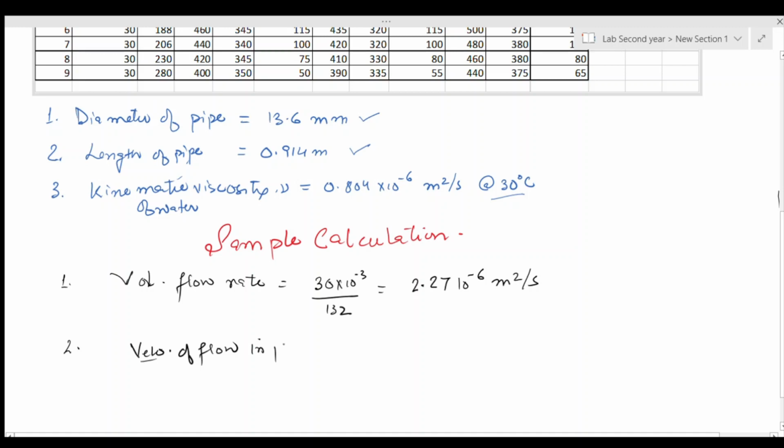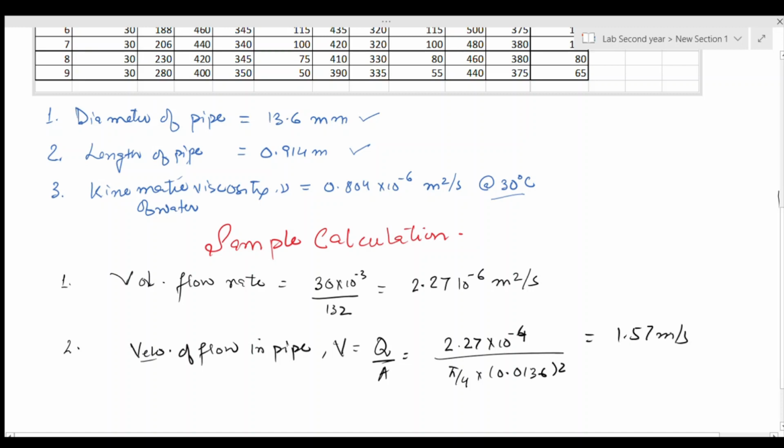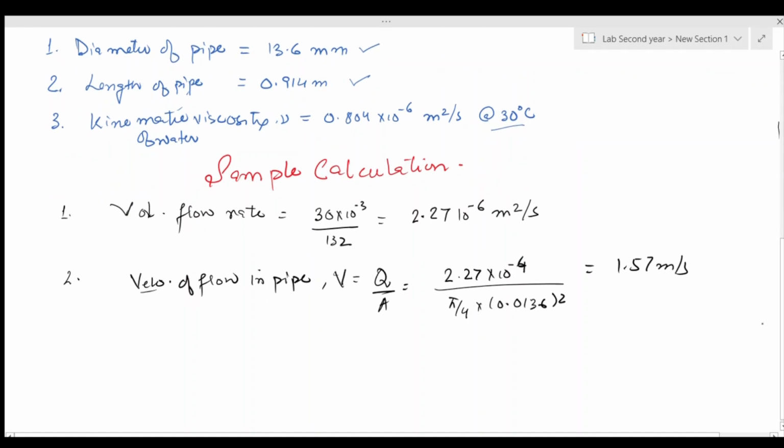Velocity of flow in pipe, so that velocity would be Q by A, so 2.27 into 10 power minus 4, divided by pi by 4 into 0.0136 squared, with the diameter in meters, and that comes out to be 1.57 meters per second. I would highly encourage you to look at my calculations if I have done something wrong. It's a big possibility that while doing calculation I may have miscalculated something, so please look into that.